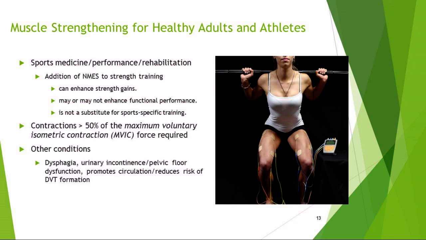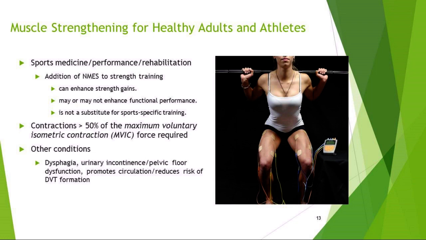So the contractions that you're using when you're doing muscle strengthening in a healthy person or athlete, the contraction is going to be greater than 50% of the maximum voluntary isometric contraction. So you've got to go nuts on the E-stim for these people, because remember, they're athletes, they're healthy. They can do more than someone who's not.